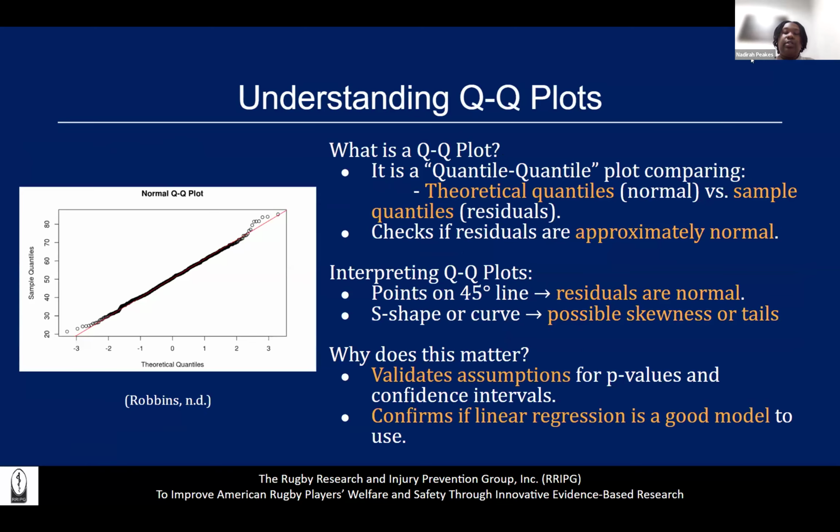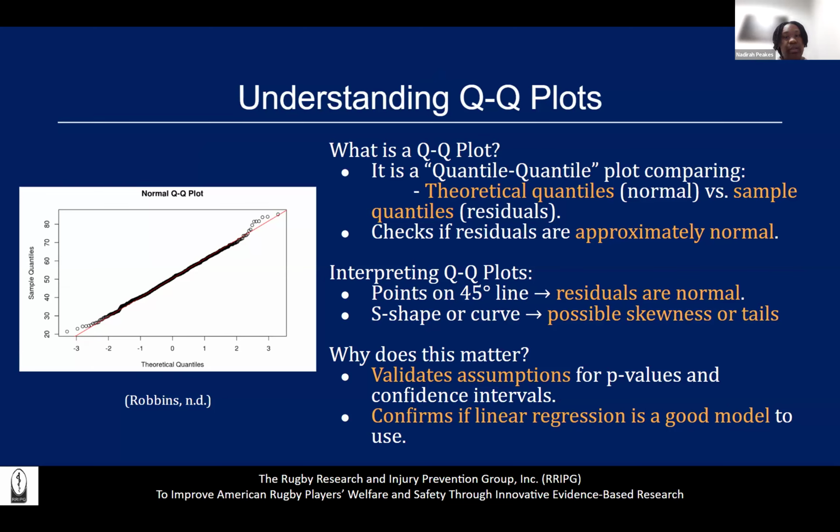In addition to understanding residuals, we must also understand QQ plots. So what is a QQ plot? A QQ plot stands for quantile-quantile plot, and it compares theoretical quantiles and sample quantiles. Essentially, QQ plots check if residuals are approximately normal. When interpreting QQ plots, you want to make sure that the slope points at a 45-degree angle, and that indicates that residuals are normal.